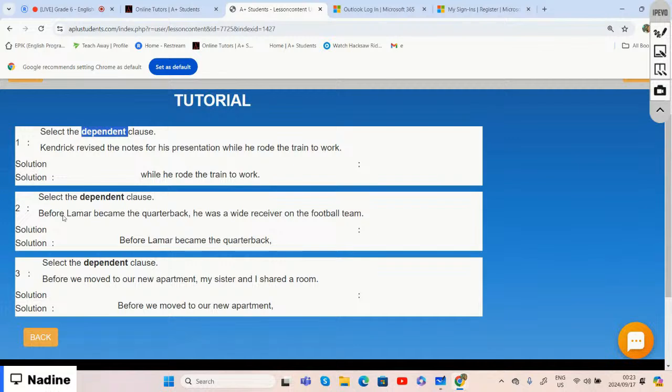No problem. It says Kendrick revised the notes for his presentation while he rode the train to work. What is our dependent clause within that sentence? Kendrick revised the notes for his presentation while he rode the train to work.